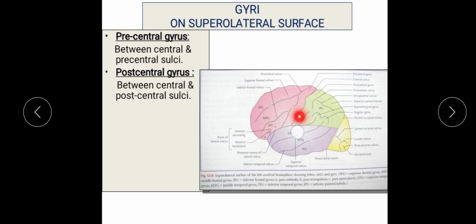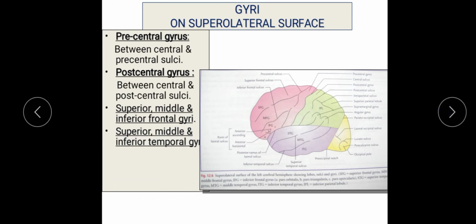This area is known as postcentral gyrus. Then the superior, middle and inferior frontal gyrus. These two sulci, superior frontal sulcus and inferior frontal sulcus, divide the frontal lobe into superior, middle and inferior frontal gyrus. These are the superior, middle and inferior frontal gyrus.